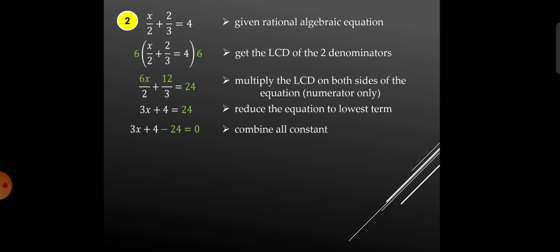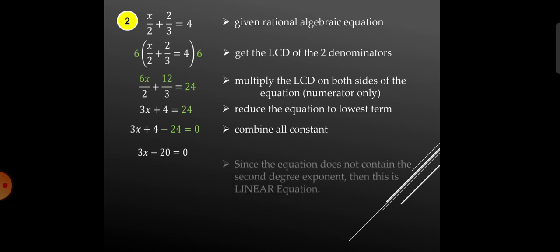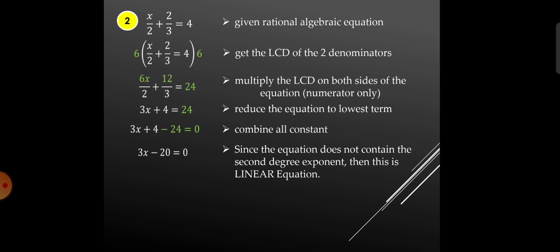So, i-combine ang duha ka constant. So, mahitabo, 3x minus 20 equal to 0. Kay 4 minus 24, negative 20. And since the equation does not contain the second degree exponent, then this is considered linear equation. Ang example number 2.